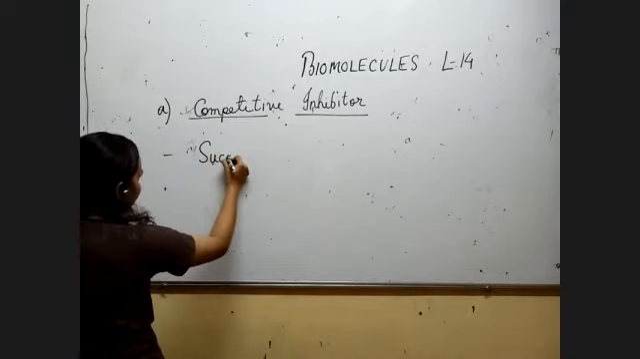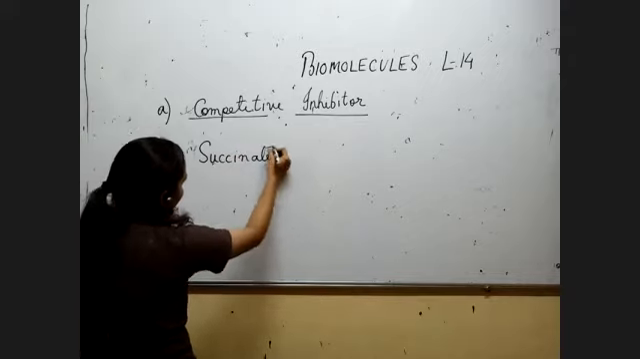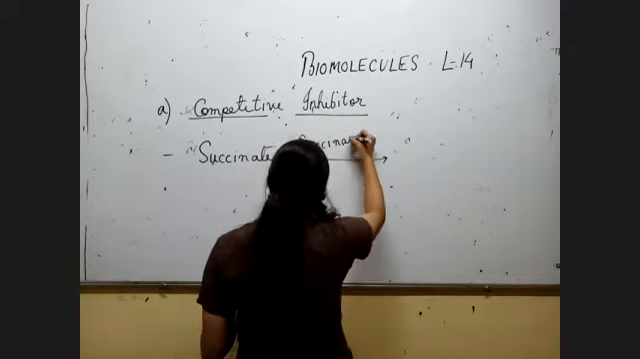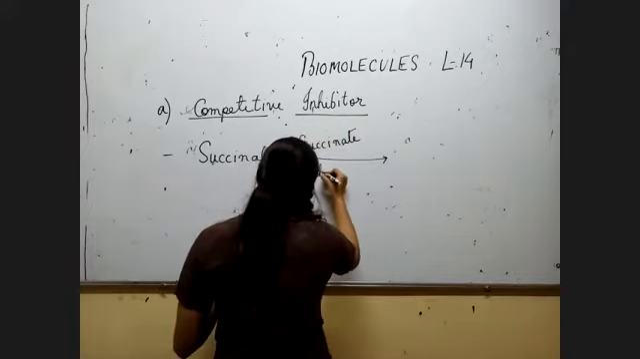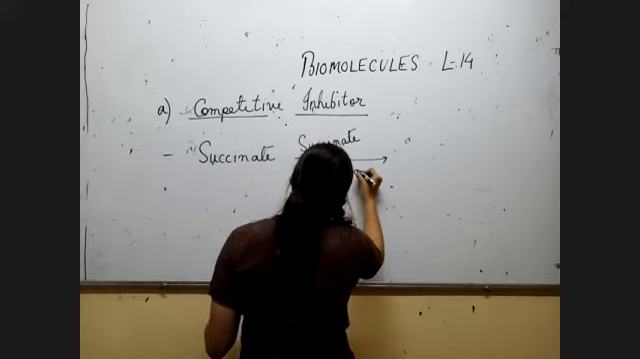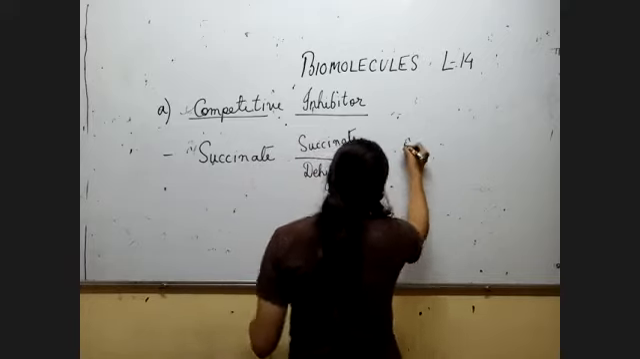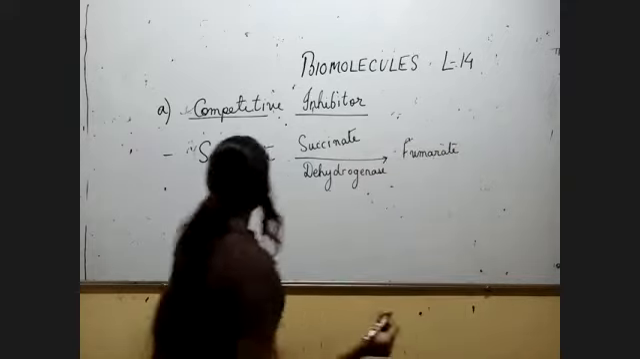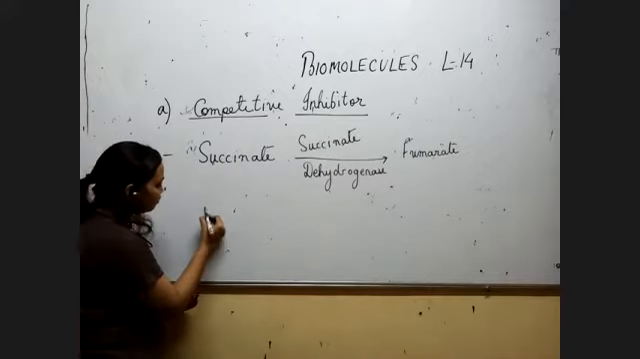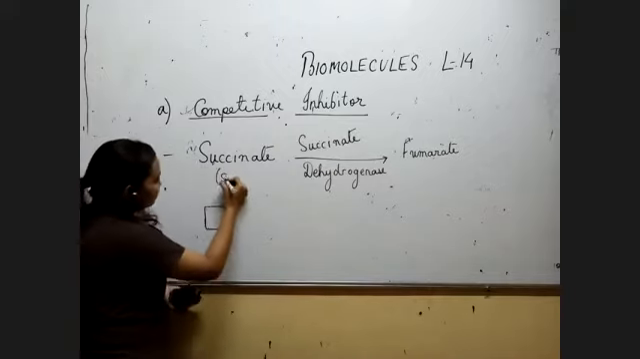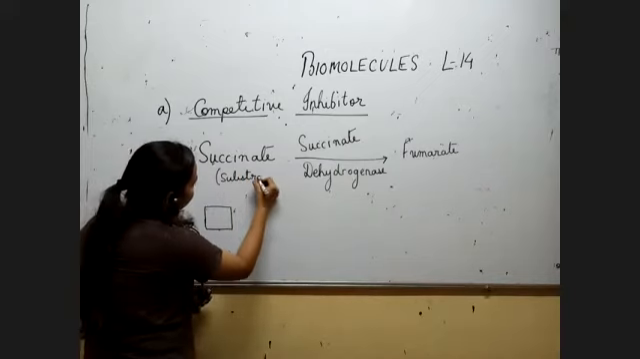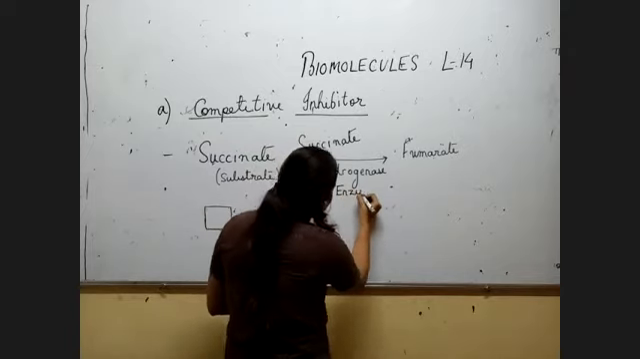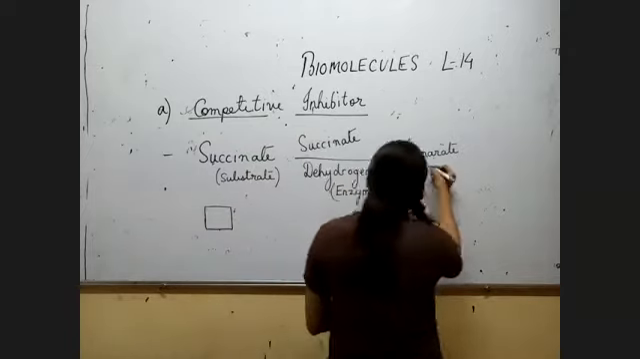Succinate is the substrate which reacts with the enzyme succinate dehydrogenase to give fumarate. Okay, so suppose this is the substrate, succinate is our substrate. It reacts with the enzyme succinate dehydrogenase to give fumarate, which is the product.